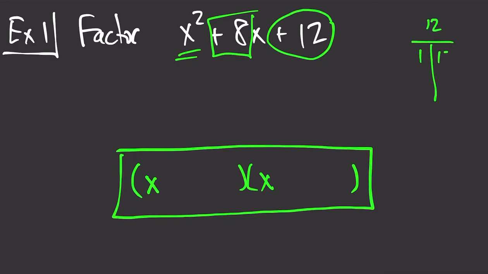So it could be 1 times 12, it could be 2 times 6, it could be 3 times 4. Of those three pairs, which add to 8? Well, 2 plus 6 does. So in the parentheses here, there's got to be a 2 and a 6. And that's my answer. Again, the order doesn't really matter. It could be x plus 6 times x plus 2, same result.